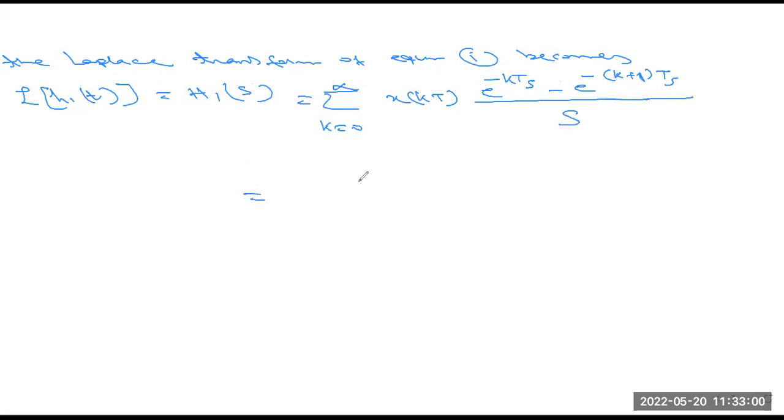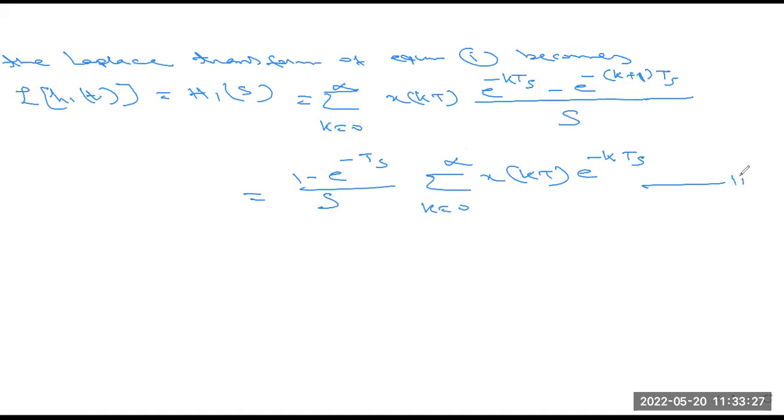So now we have to simplify these equations. (1 minus e to the power minus Ts) by s, times the summation of k is equal to 0 to infinity x of kT, and the rest of the term e to the power minus kTs. This is equation number 2 for this zero order hold circuit.